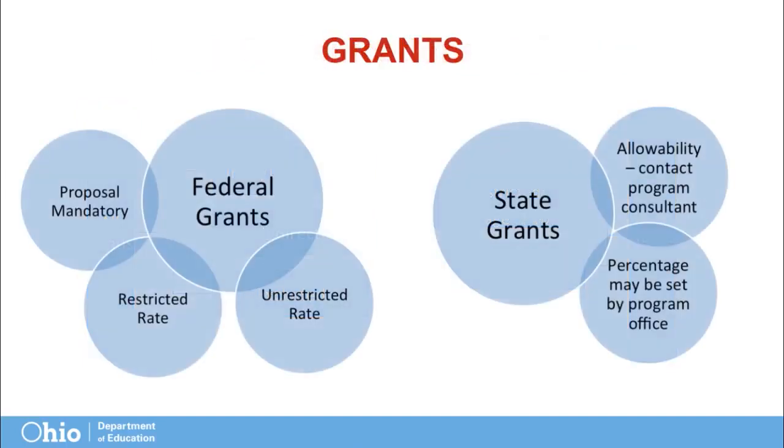To recap, the submission of the indirect cost rate proposal is required for federal grants only. The proposal calculates a restricted and an unrestricted rate. State grants often set a rate contrary to the one approved in the proposal. However, there are times when the restricted or unrestricted rates are used with state grants. Therefore, it's necessary to contact the program office for further information about indirect costs to a state grant.